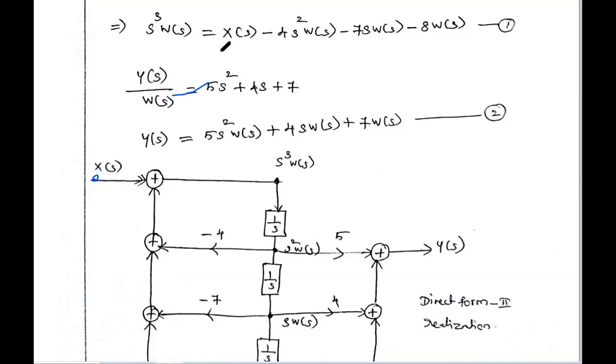So for the first adder, what is the first input? X of s. This is the external input applied to that one. So you just draw x of s first. And what is the next term? Minus 4 s squared into w of s.